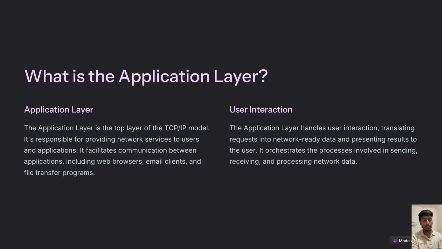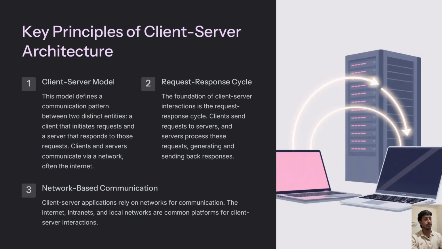What is the application layer? The application layer is the top layer of the TCP/IP model. It is responsible for providing network services to the user and application. It facilitates communication between applications including web browsers, email clients, and file transfer programs. User interaction: the application layer handles user interaction, translating requests into network-ready data and presenting results to the user. It orchestrates the processing involved in sending, receiving, and processing network data.